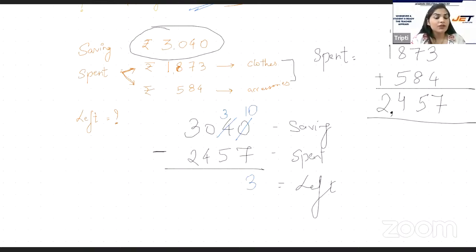3 minus 5 is not possible. It has to ask help from 0, but that is 0 itself. It can't help. 0 will ask help from 3 and become 2. This will be 10 and then 9 to help 3. 13 minus 5, 8. 9 minus 4, 5. 2 minus 2, 0. That means I still have 583 rupees left over. All right, I still have 583 left over.